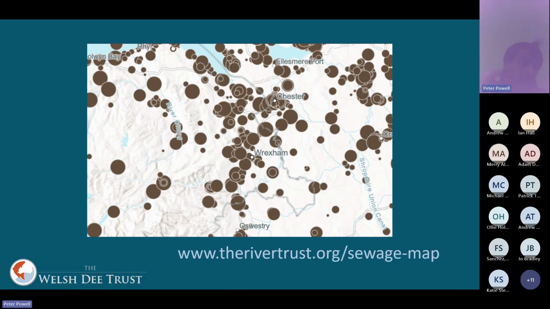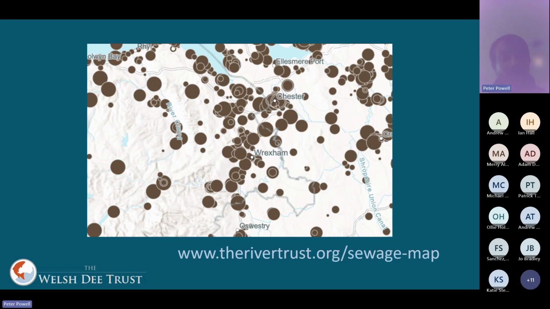A little shout out: if you visit riverstrust.org/sewagemap, you can see all of the CSOs in an area, and you can see which ones are discharging most and how much they're discharging for. Just recently, the data for 2023 came out, and there was one sewage overflow on the Polford Brook, which is a brook suffering from excess phosphorus, and that sewage overflow was overflowing for 88 days in 2023. I mean, that to me is not extreme weather. That is an over reliance on that system.